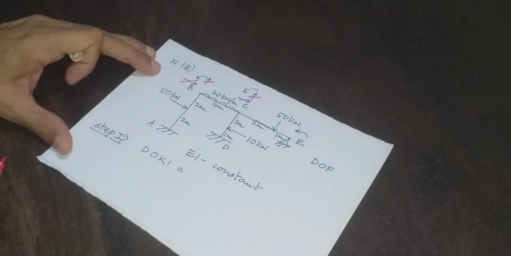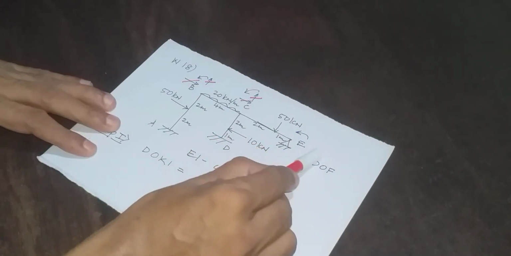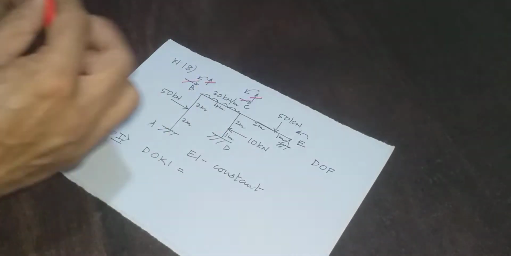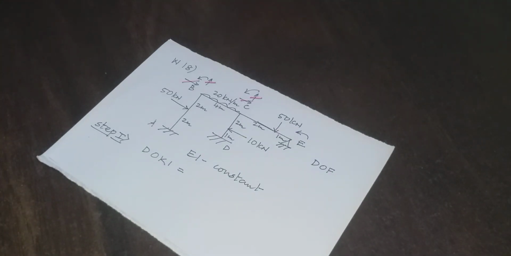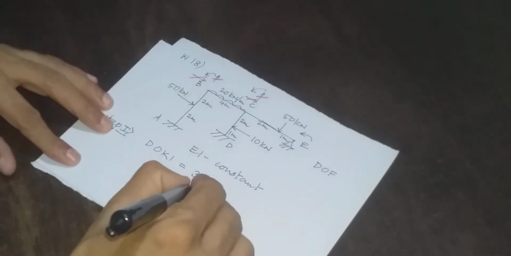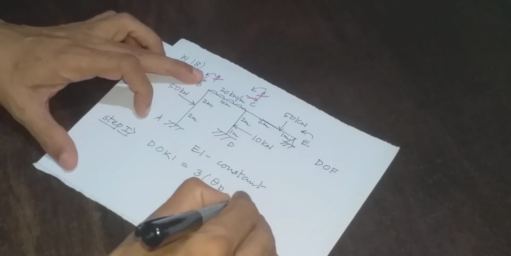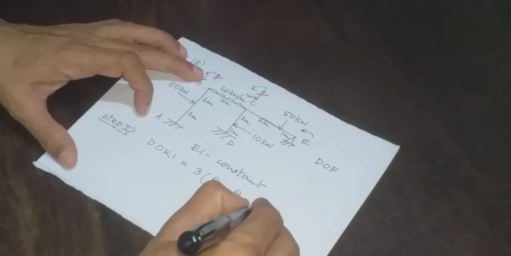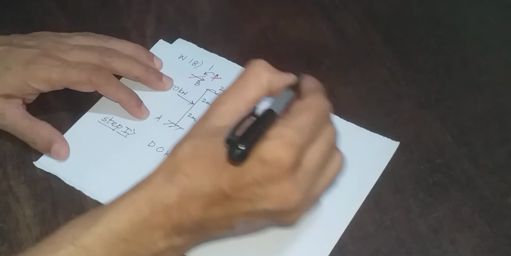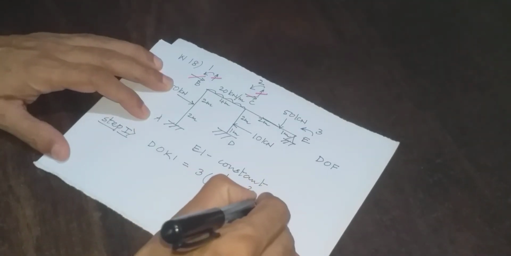These two degrees of freedom are neglected by taking into consideration that there is no axial deformation and E is not going to move towards right. So C will also not move towards right and B will also not move towards right. So what is the degree of kinematic indeterminacy? I can find that the degree of kinematic indeterminacy is 3, and what is that? One is rotation at B, theta B, one is rotation at C, theta C, and other is rotation at E. I will number these as 1, 2, 3. 1 is theta B, 2 is theta C, and 3 is theta E.